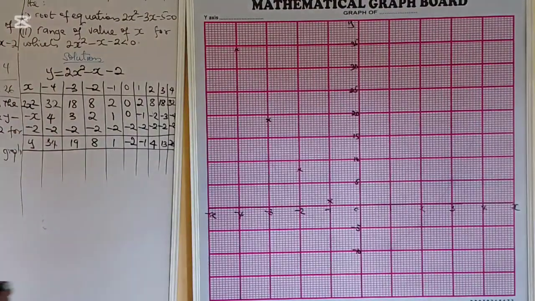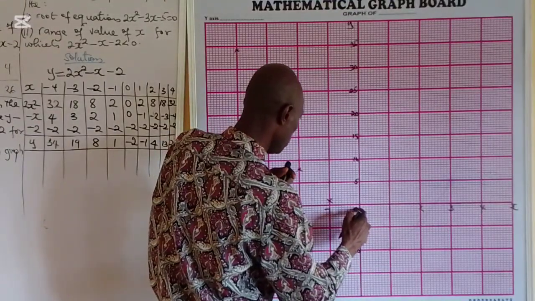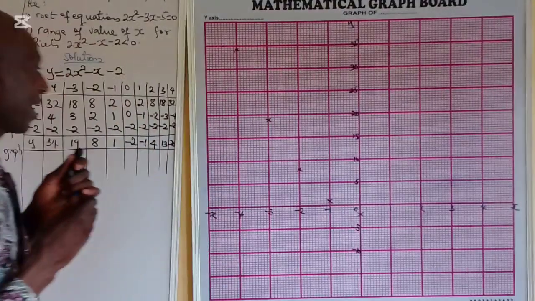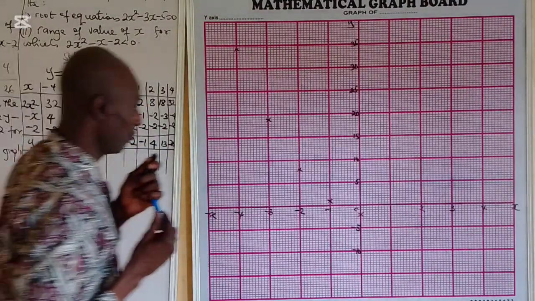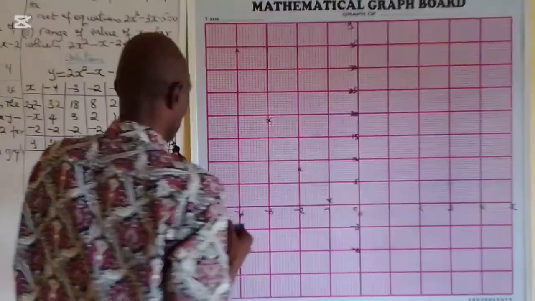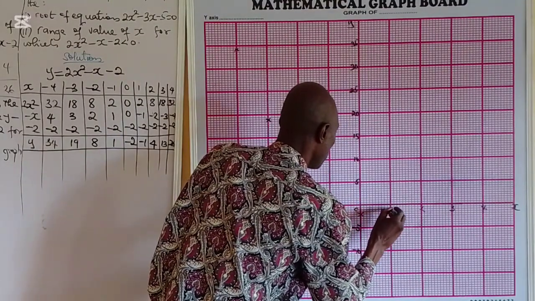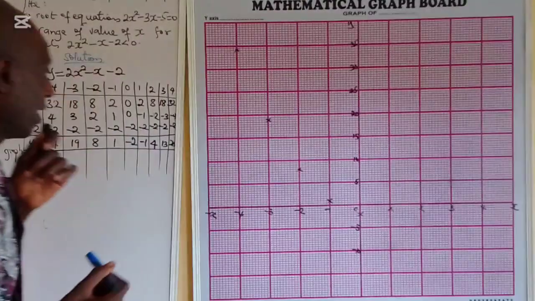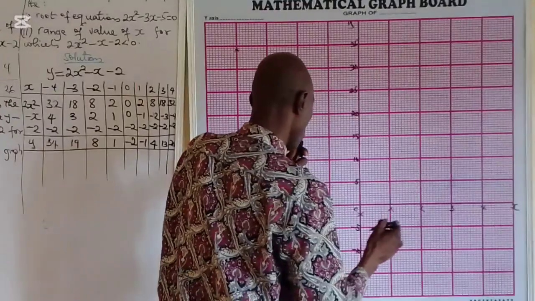When x is 0, y is minus 2. When x is minus 1, y is minus 2. When x is 1, y is minus 1. Let me take the 1 and put it up here. Here is minus 1. Let's put the 1 here. When x is 2, y is 4.